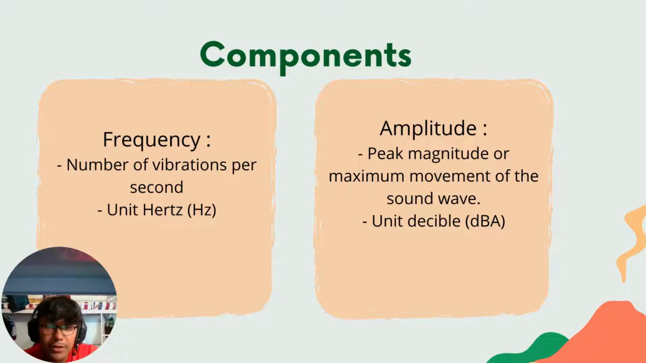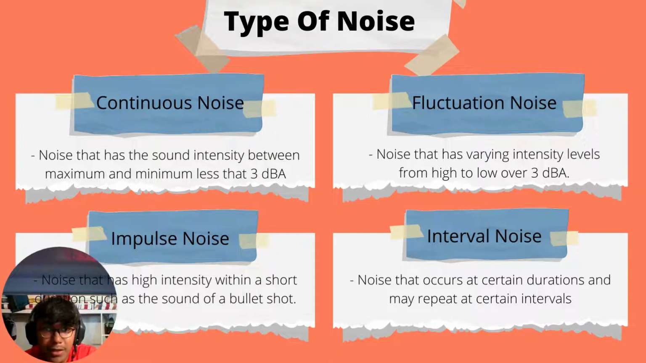Next is the components. They have two components: number one is frequency and number two is amplitude. Frequency, as we know, is the number of vibrations per second, and the unit is hertz. Amplitude is the peak magnitude of maximum movement of the sound wave, and the unit is decibel. Next, they have four types of noise. Number one is continuous noise, second is fluctuating noise, the third is impulse noise, and the last is interval noise.